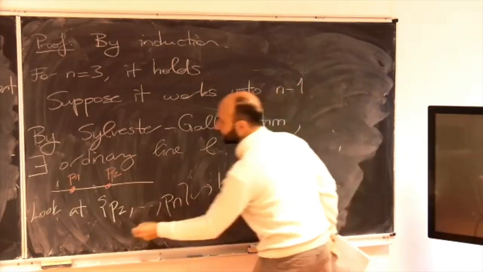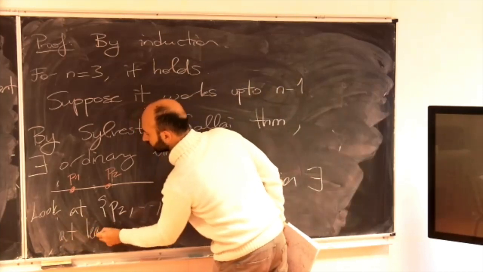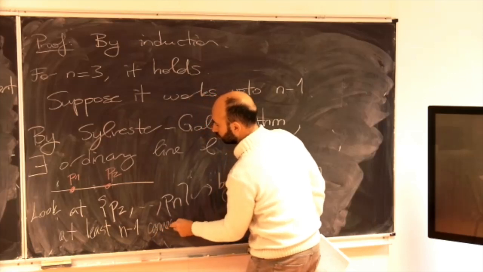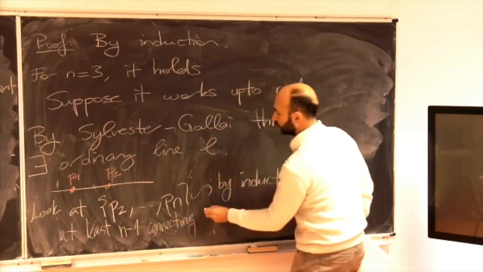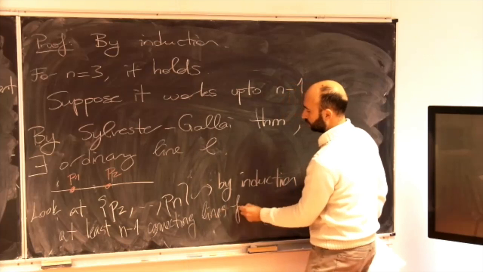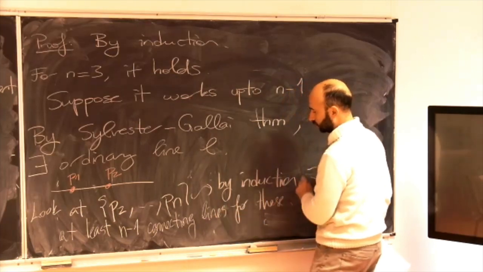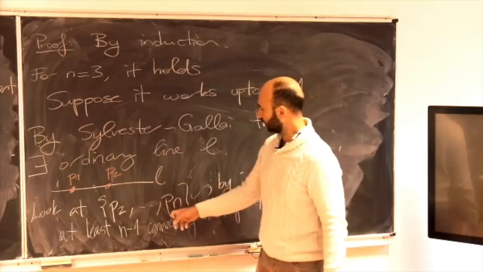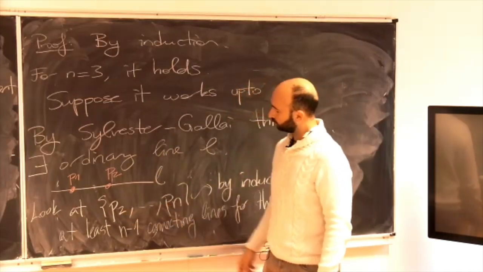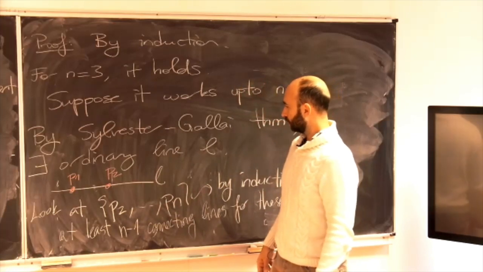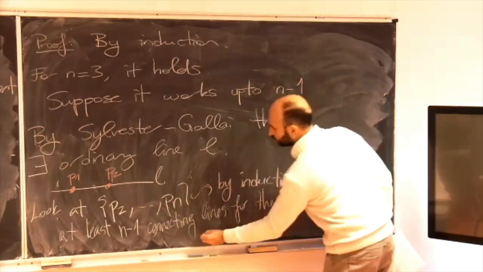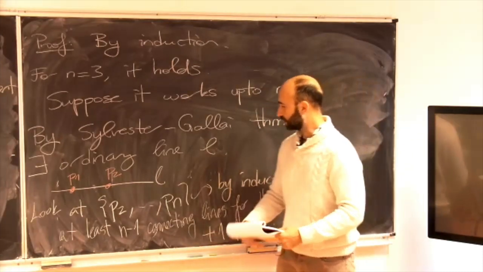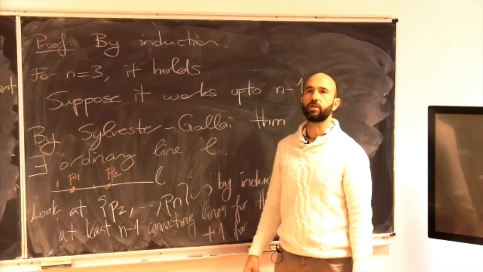There exist at least n minus 1 connecting lines for these. But L is not one of them because L doesn't contain any of these other points P3 up to Pn. And so you have plus 1 for L. So you have a totality of at least n connecting lines. So that finishes the induction.